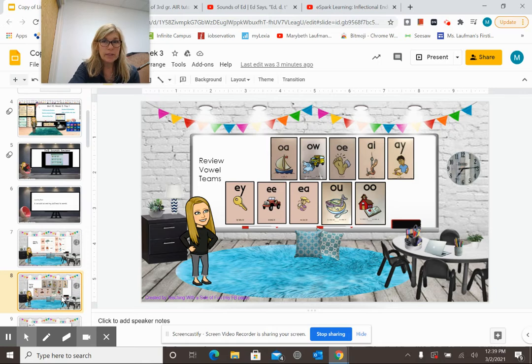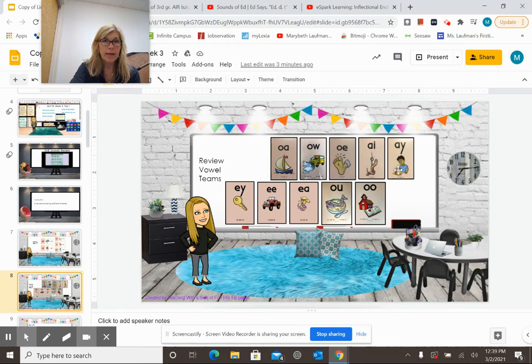And our vowel teams, so we're going to do all of our long O vowel teams first. O-A, boat, O. O-W, snow, O. O-E, toe, O.